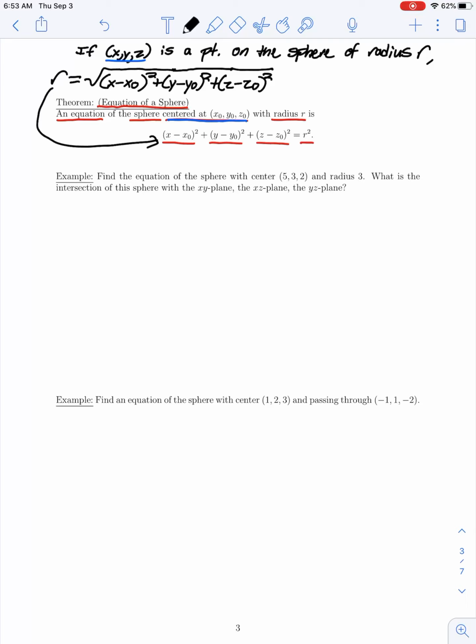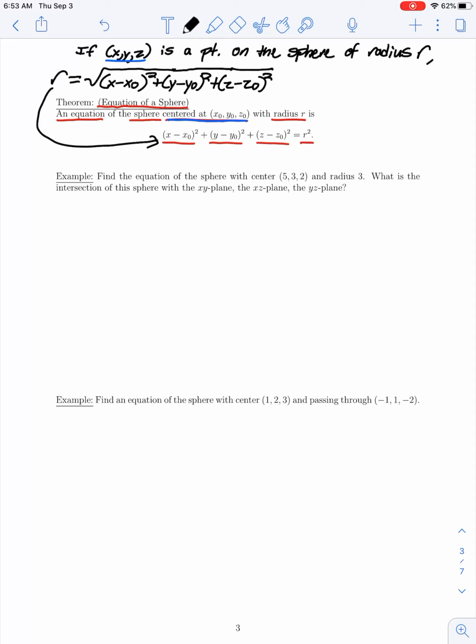In this first problem, we're asked to find the equation of the sphere whose center is (5, 3, 2) and which has radius 3. And then we ask ourselves, what is the intersection of this sphere with the xy plane, the xz plane, and the yz plane? So let's find the equation of this sphere first.